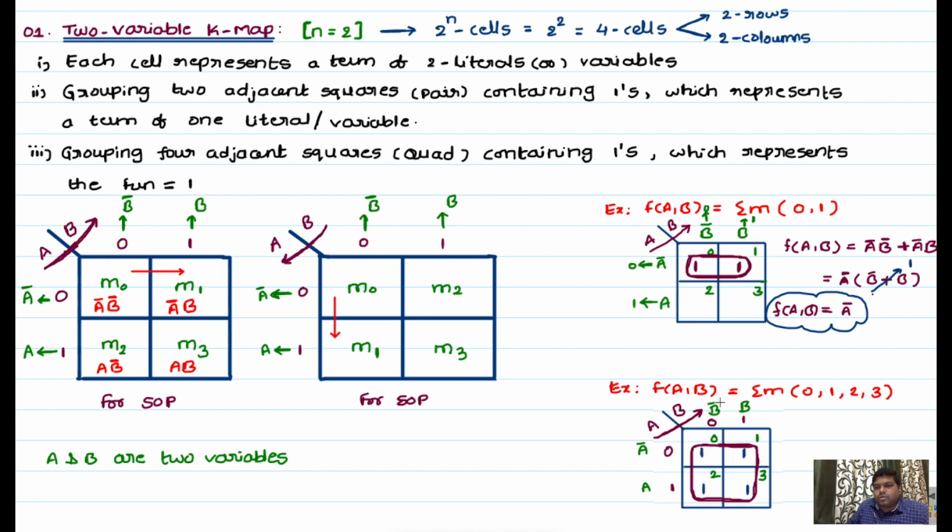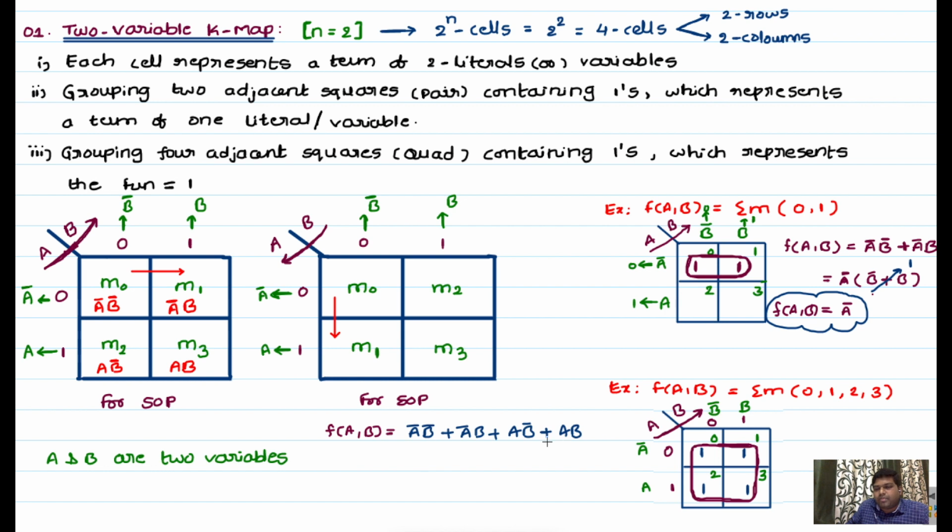This is our quad. After that you can indicate here f of a comma b equals to, now you tell me the square box having 1, so that you indicate the literals here, right? After that we have 1, so this one also having 1, so you can indicate the square box literals here. Like that you can indicate all the 4 square boxes' literals in your expression, right? So what you will get? First box, that is A bar B bar, and the next box A bar B, and the next box A B bar, and the next box is A B.